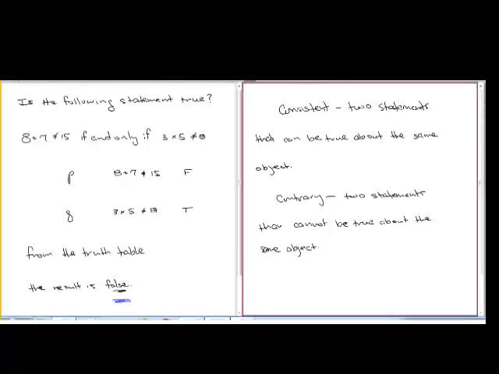Okay, then we have just some more definitions. You have two statements that make up a conditional statement. You have the first statement and the second statement. The first statement we call the antecedent and the second the consequent. But in general, if you just look at two statements, whether they're part of a conditional statement or whatever it is, consistent means that the two statements can be true about the same object at the same time. Two statements that are contrary cannot both be true about the same object. So I'm going to use two examples, one of two statements that are consistent and one of two statements that are contrary.